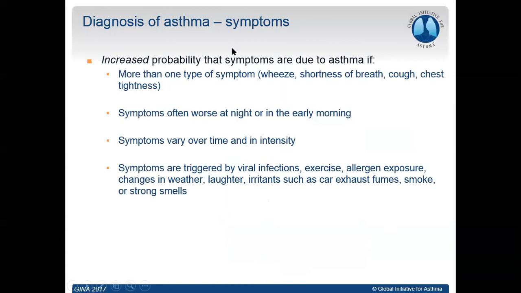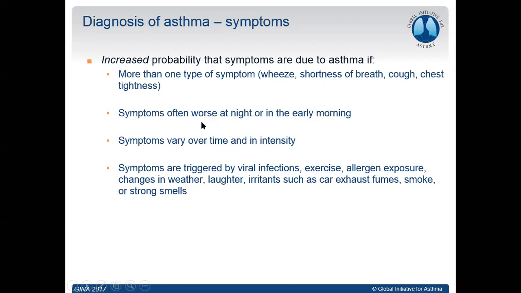So what are the symptoms that increase the probability of asthma? Sometimes, especially in children less than 5 years, we cannot prove it exactly. The children cannot do spirometry; under 5 years, they don't do spirometry. So we can only say that there is a probability of asthma based on symptoms. It should be more than one symptom, like wheeze, shortness of breath, cough, and chest tightness. As I said, the symptoms change in intensity.